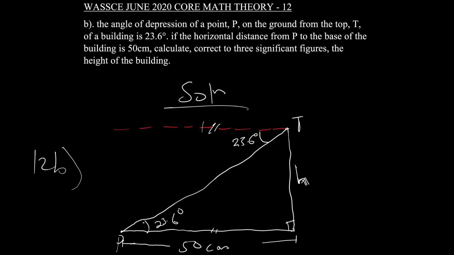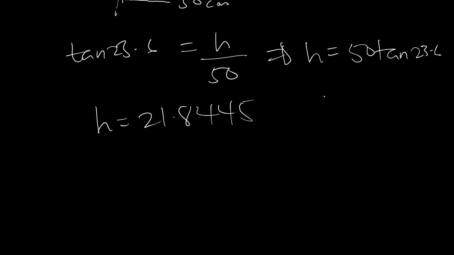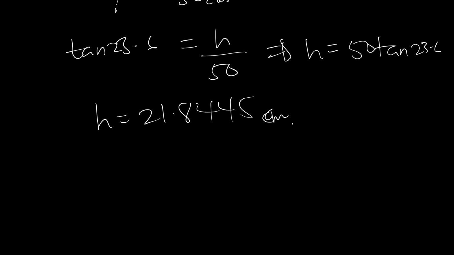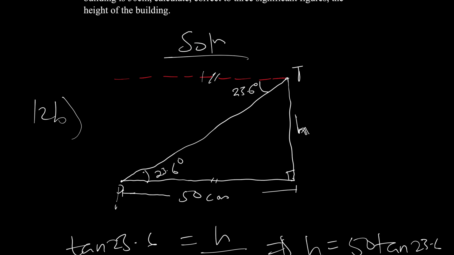Now when you punch this on your calculator, H should be equal to 21.8445 centimeters. But then we are being asked to correct the height of the building to 3 significant figures. And so to 3 significant figures, our H will be equal to 21.8 centimeters. So this brings us to the end of question 12B. So we'll be moving on to question 12C.